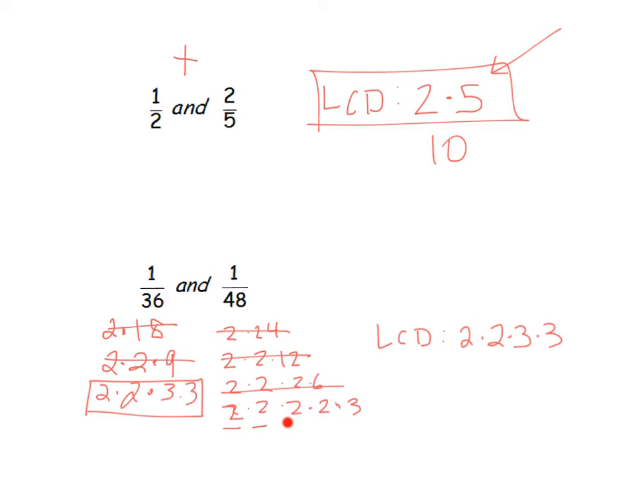And then we have another 2 here, but we don't have another 2 in our LCD. So we need to include another 2, and you'll probably see that there's another one yet, and so we need to include another 2. And then lastly, we have a 3, and we already have a factor of 3, so we don't have to include that one. So this is our LCD, and 2 times 2 is 4, and 4 times 3 is 12, and 12 times 3 is 36. And then we have 36 times 2, which is 72, and 72 times 2 is 144. So our LCD here is 144.